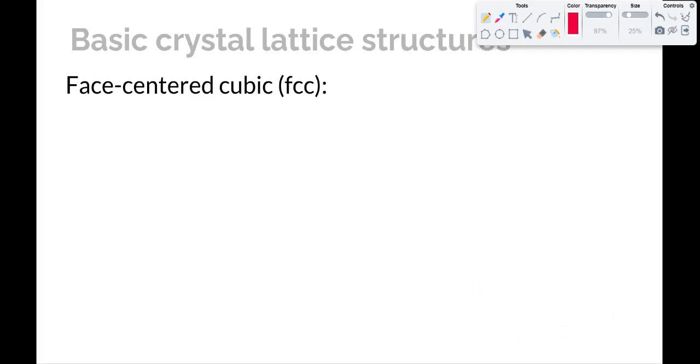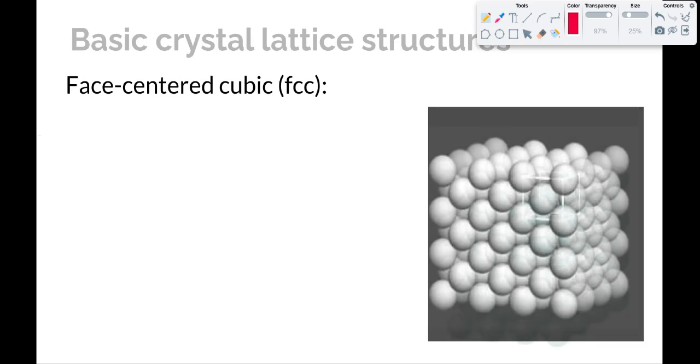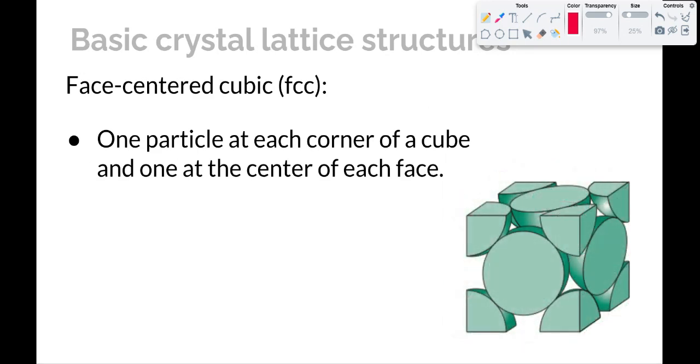Another kind of basic crystal lattice structure is called a face-centered cubic. This is a view of a face-centered cubic arrangement, but if we slice out one unit cell, we find that there's one particle at each corner of a cube and then one in the center of each face. It's a little bit hard to see this, so let's isolate that unit cell.